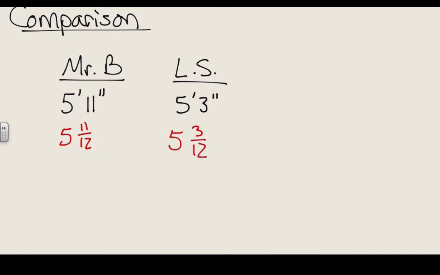3 out of 12. Technically, we could simplify that as 1/4. Yep. And so it'd be 5 1/4. When we're doing this, we should include units. So these are in units of feet. Okay, so 5 3/12, or 5 1/4 feet, and 5 11/12 feet.